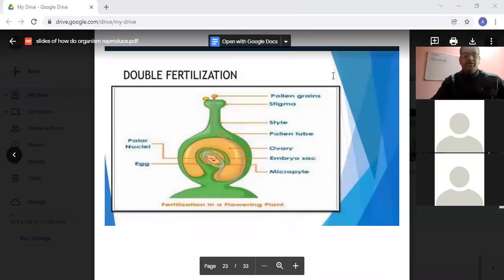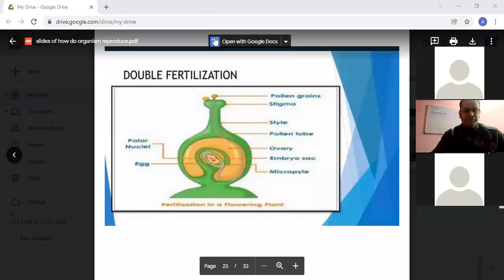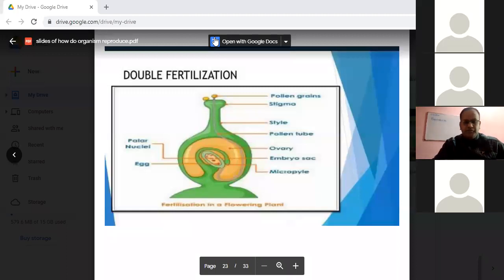Okay, Palak has raised her hand. Okay, Palak, let me unmute you. One minute, Palak. Okay, Palak, you can unmute yourself. Yes, sir. Palak, go ahead. Two students raised their hands. Anushka also, very good. First Palak will briefly discuss double fertilization.